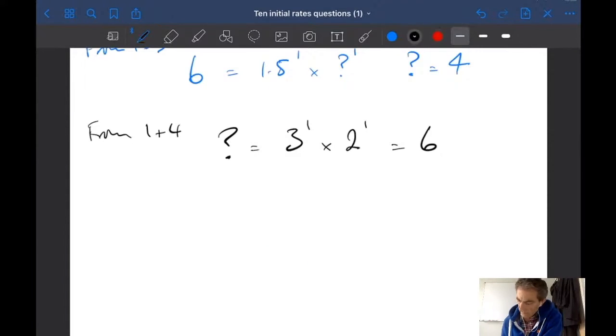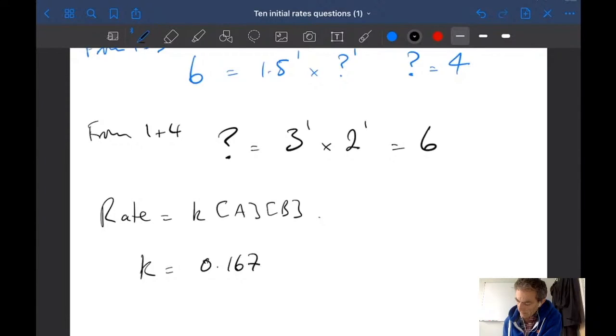So we'll just finish this one off by working out the rate constant. So rate equals k, remember we were already given this. And using row 1, I'm getting k coming out at 0.167, and the units dm cubed mol minus 1 s minus 1.